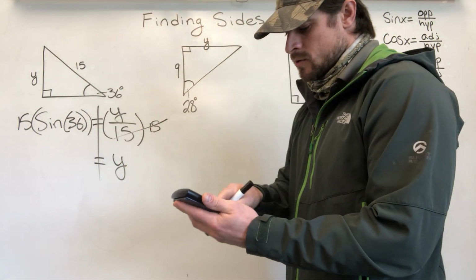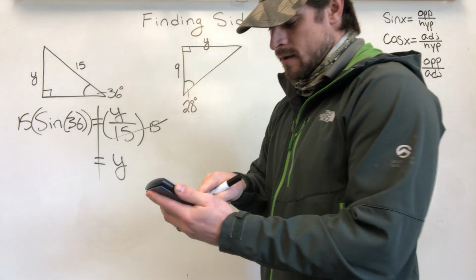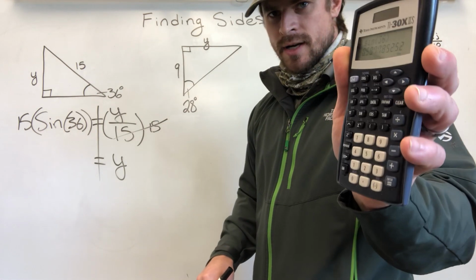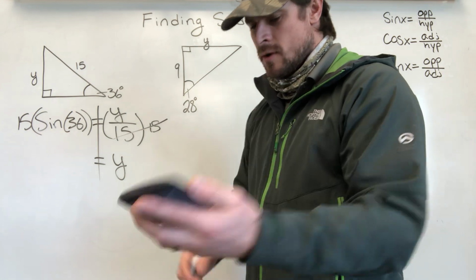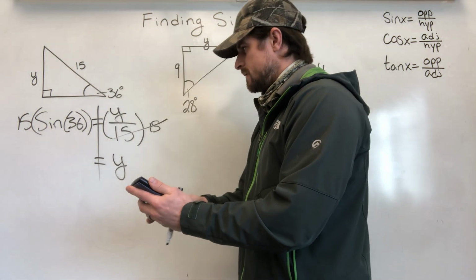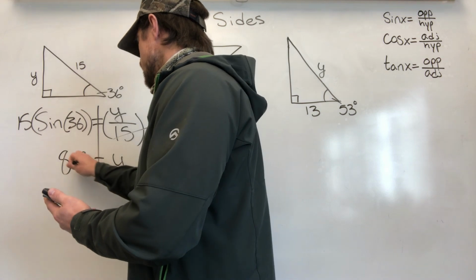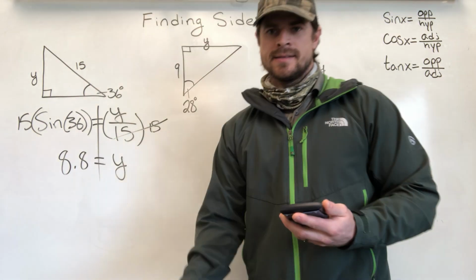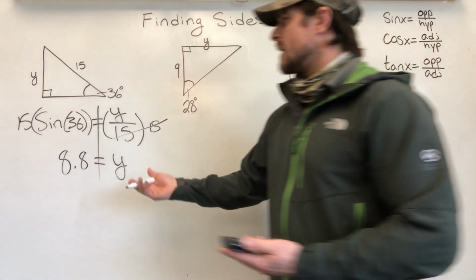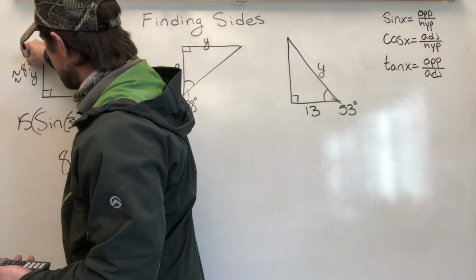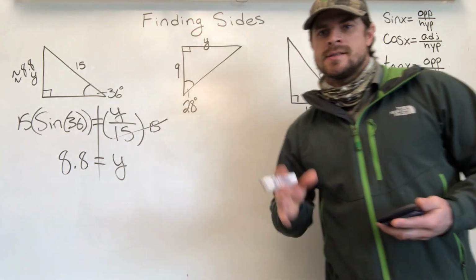So don't try and overplay this. Just sine times 36, enter. You get a crazy decimal. Take that value, multiply it by 15. And what we're left with is 8.8, or 8 8/10 if I was rounding. So I can say the approximate value here is 8.8. It's as simple as that.